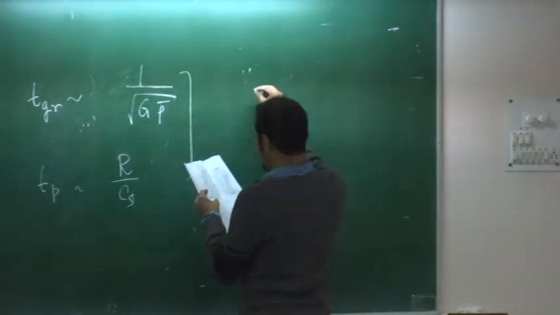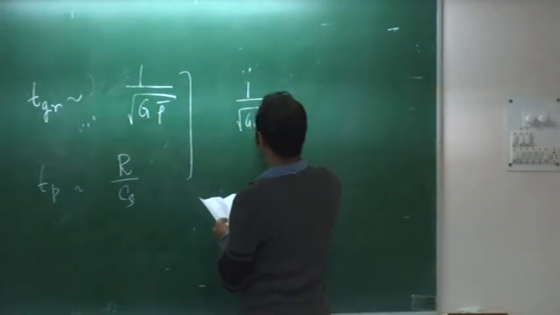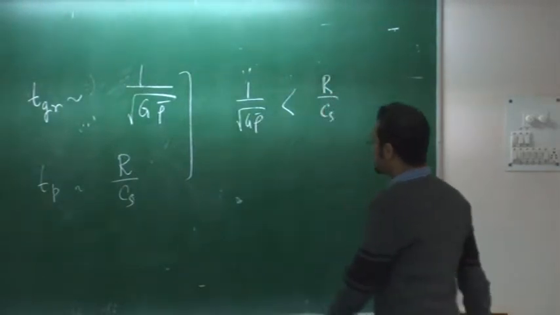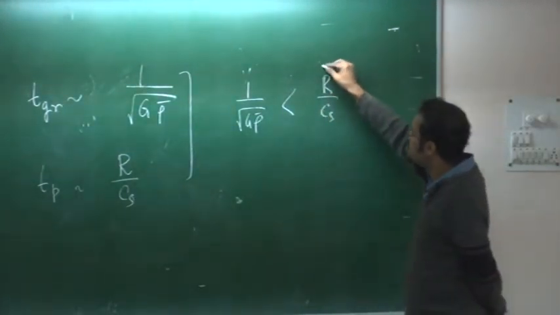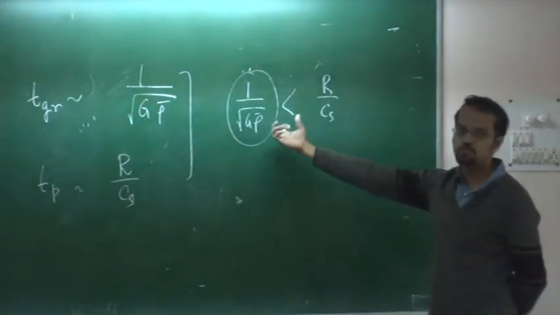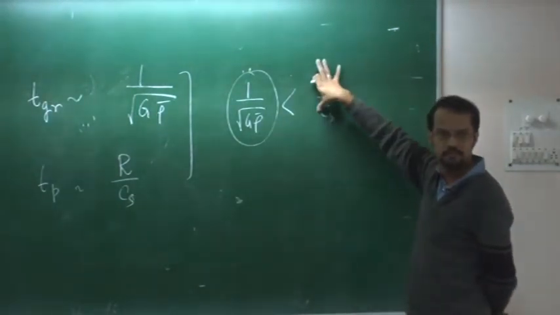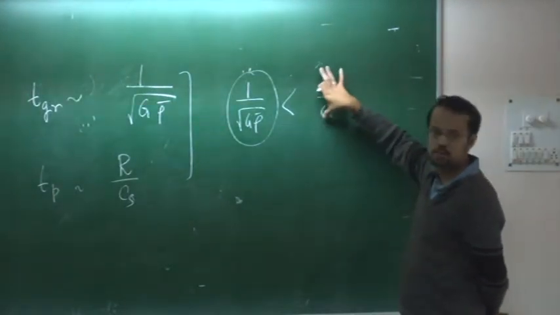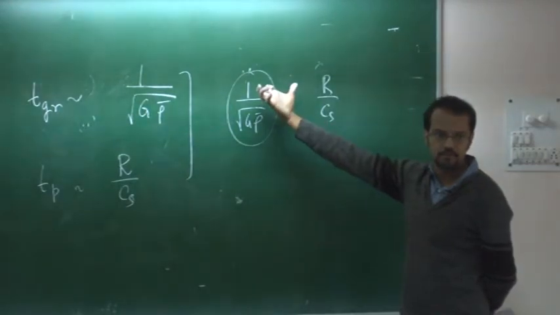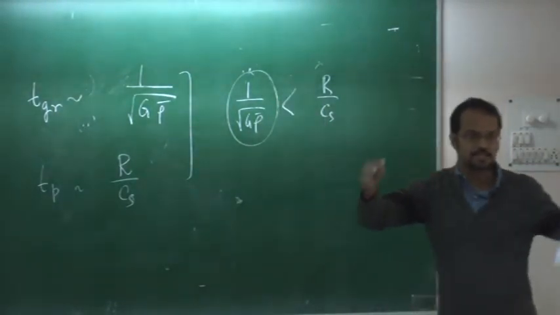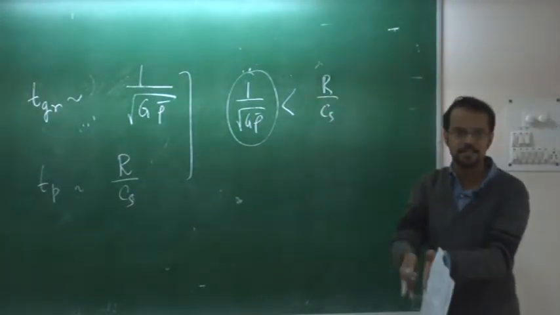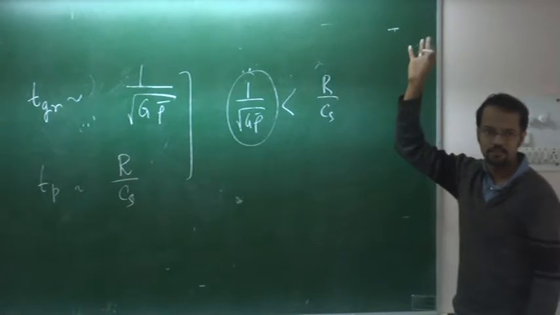So, for example, if 1 by G rho is less than R by Cs, what does this mean? It means that this time scale is much smaller as compared to this, which means this is a slow process, and this is happening much faster. So collapse will occur, because this is so slow that this doesn't matter. This is happening faster, and it's really happening, whereas this is like taking forever.